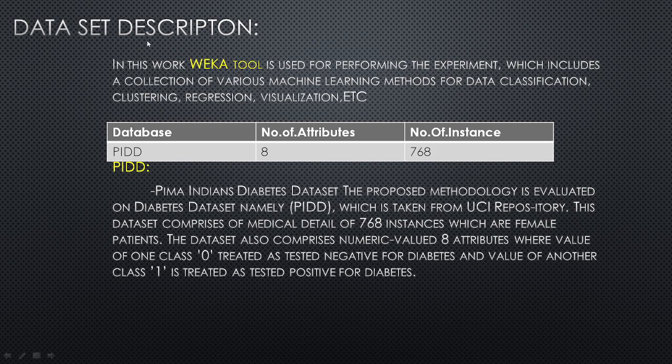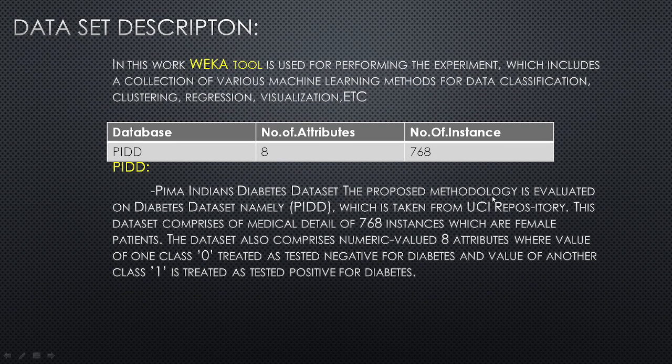Next is dataset description. In this work, Weka tool is used for performing the experiment, which includes a collection of various machine learning methods for data classification, clustering, regression, data visualization, and etcetera. The database is PIDD, and the total number of attributes is 8, and total number of instances is 768. PIDD means Pima Indians Diabetes Dataset.